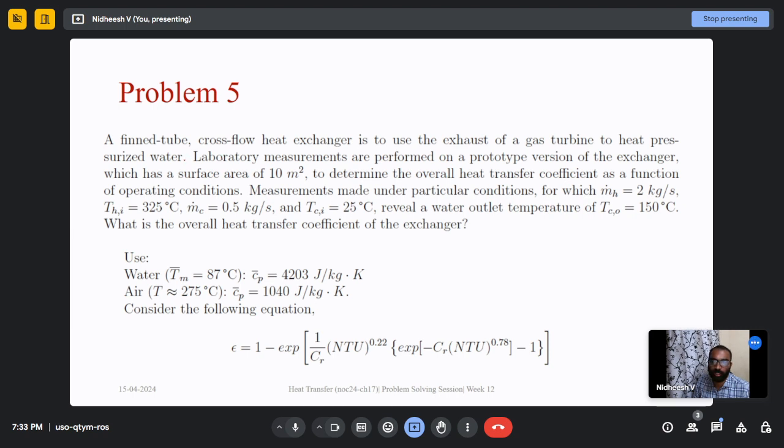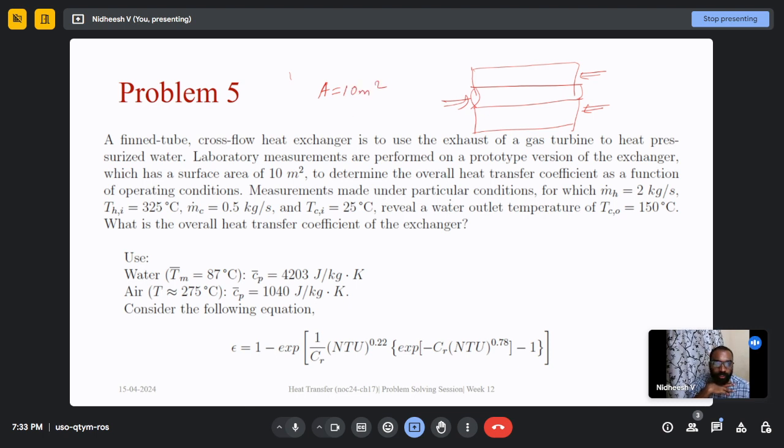Okay. There will be a cross flow heat exchanger. This is the inside and this is the outside, cross flow. The exhaust of a gas turbine is used to heat pressurized water. Now, laboratory measurements are performed on a prototype version of the heat exchanger, which has a surface area of 10 meters square.